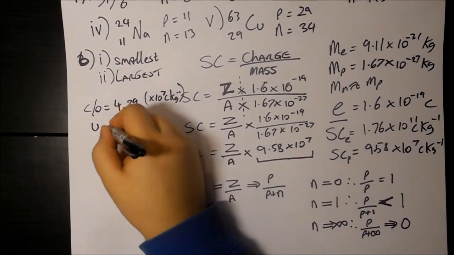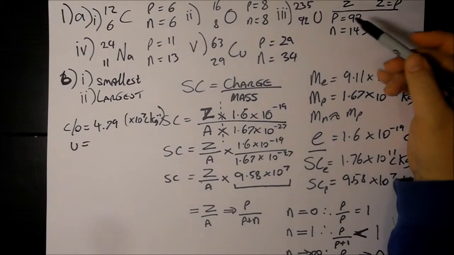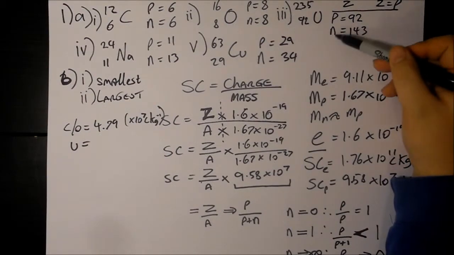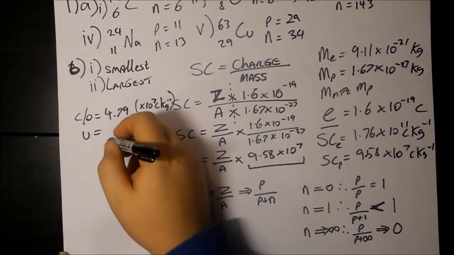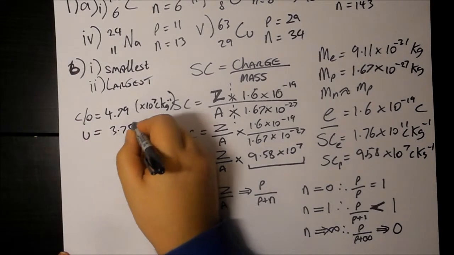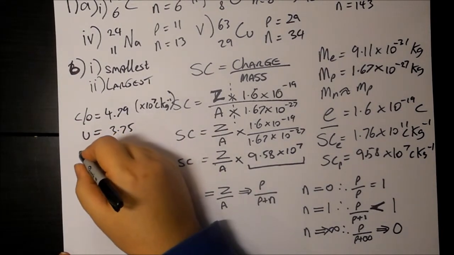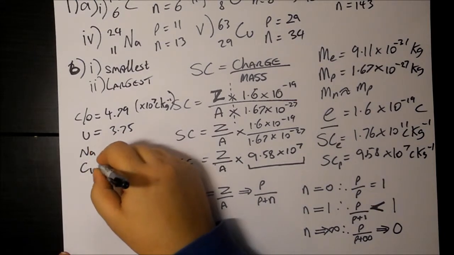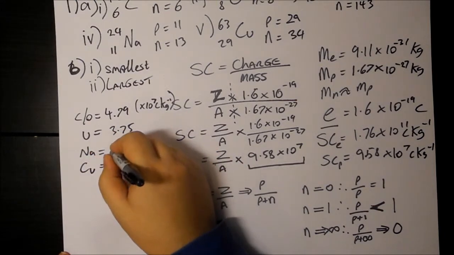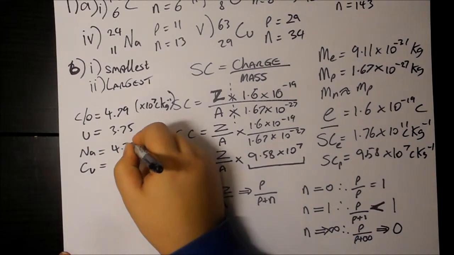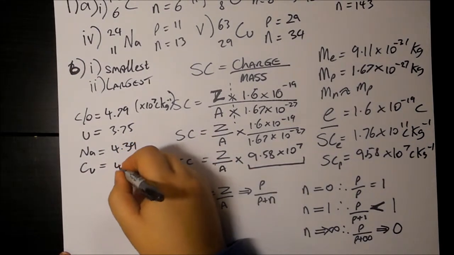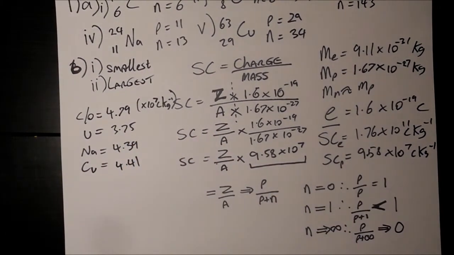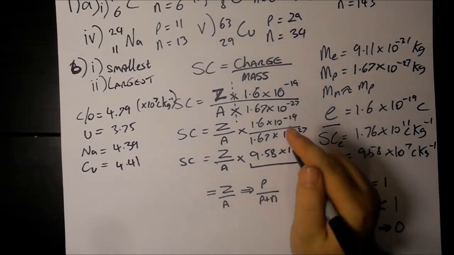For uranium, we expect this to be small because of the very high proportion of neutrons to protons, and it is 3.75. And then our last two, which aren't actually of interest to us for this question because they won't work out, are 4.39 and 4.41.